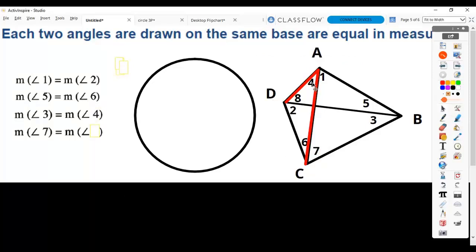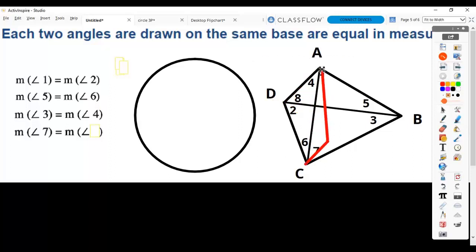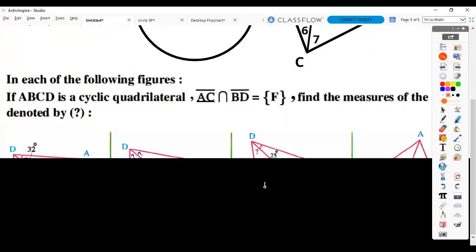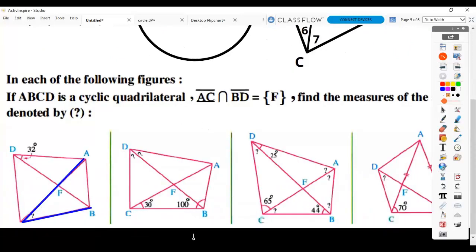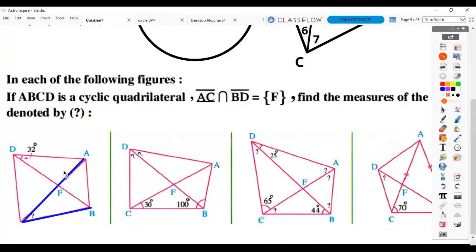And what about 7? 7 here is subtended by AB. AB also will be angle 8. So let's try to solve these problems here.